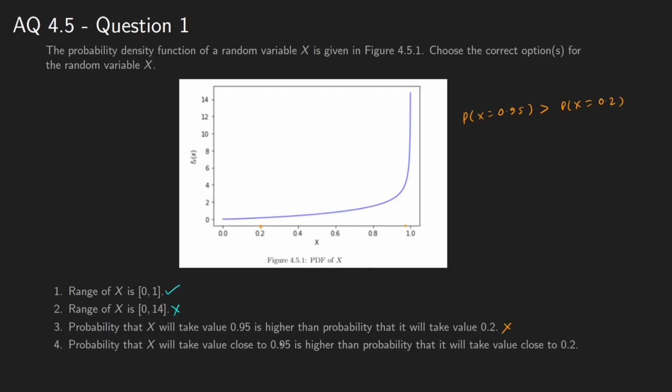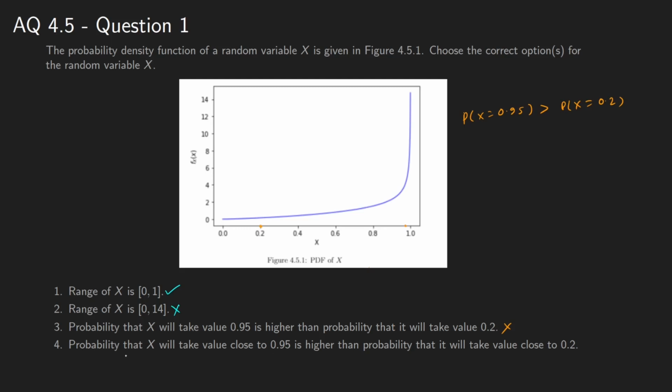Why? Because for any continuous random variable, even though the PDF function may be non-zero, the probability that a continuous random variable will take any particular value is always 0, right? So the probability that it will take exact value 0.95 is 0, and the probability that x equals 0.2 is also 0. So we cannot talk about the probability of a continuous random variable taking some exact value. So this option is incorrect.